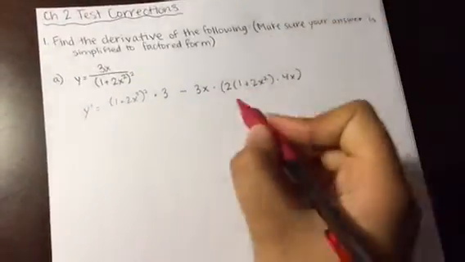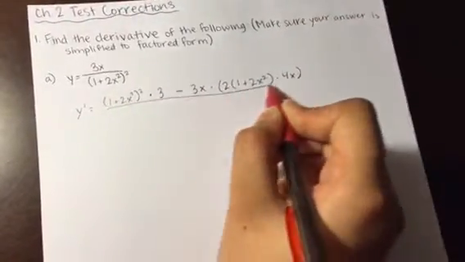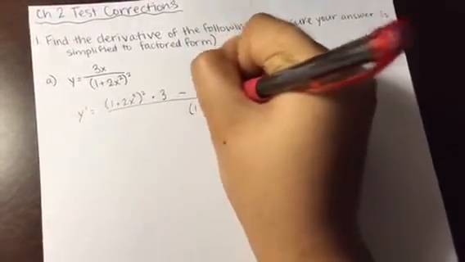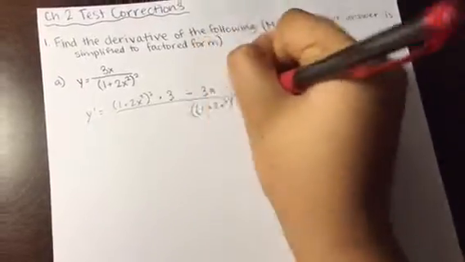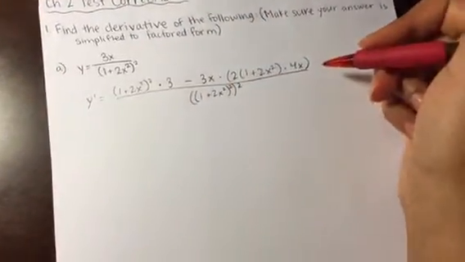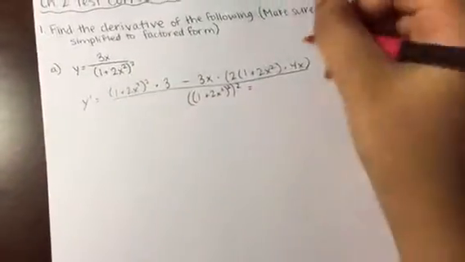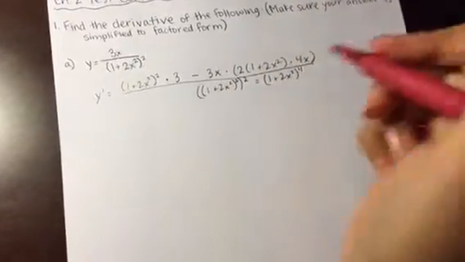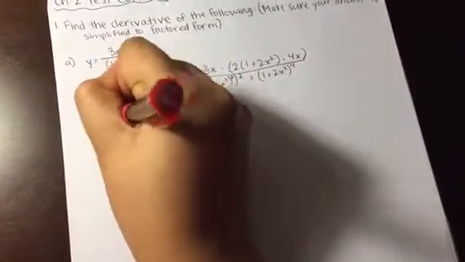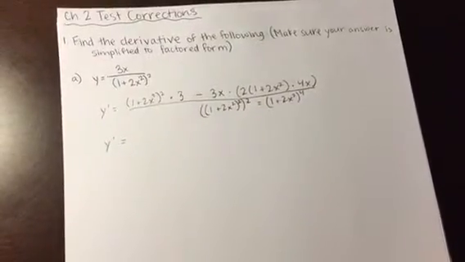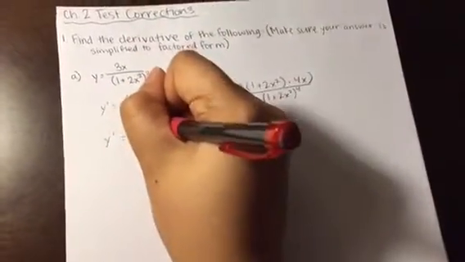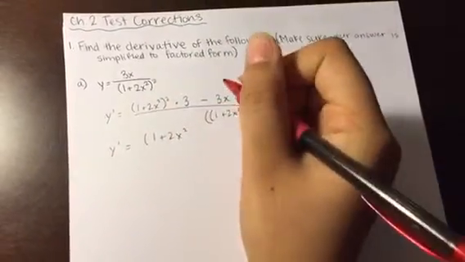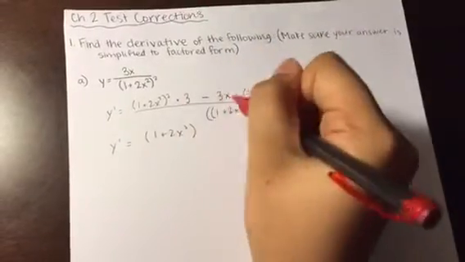4x is the derivative of the inside from the original equation. So you take all of this and put it over low squared, which is the denominator squared. The bottom part would just equal 1 plus 2x squared to the 4th power. From this, you go down, and then you can take out a 1 plus 2x squared, and you can also take out a 3 actually.